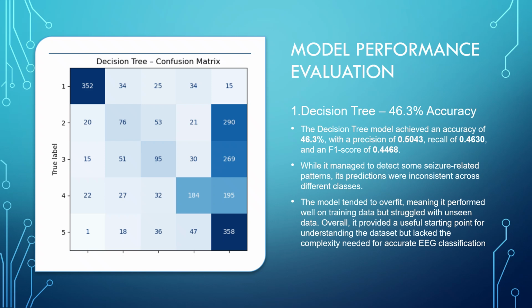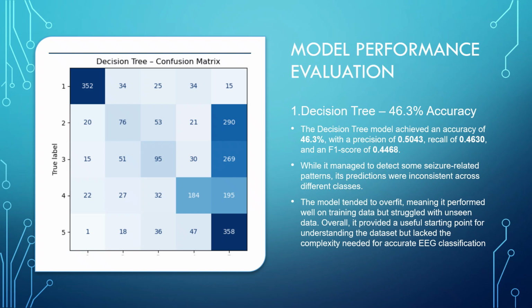My name is Daniel, and I'm going to explain the decision tree. It has a 46.3% accuracy, and it works by splitting data based on feature values, creating a tree-like structure where each branch represents a decision rule and each leaf node represents predicted classes. It has an accuracy of 46.3%, a macro precision of 0.5043, a recall of 0.4630, and an F1 score of 0.4468. It struggled to generalize across all EEG classes, particularly due to overfitting.